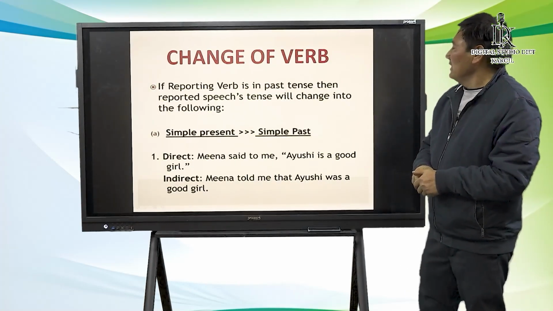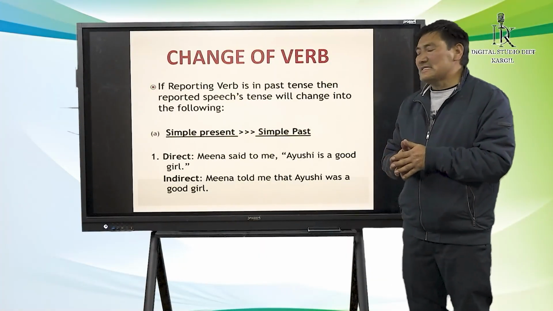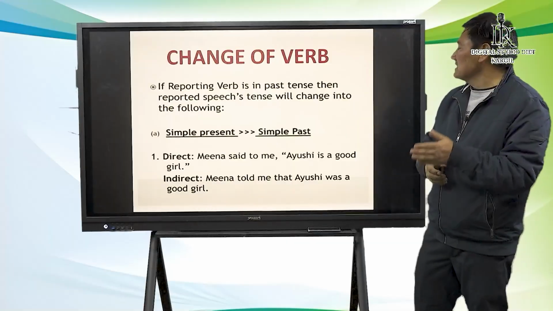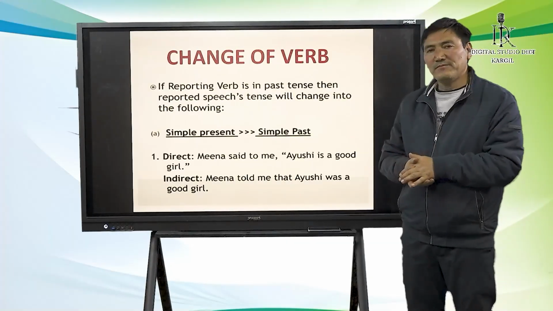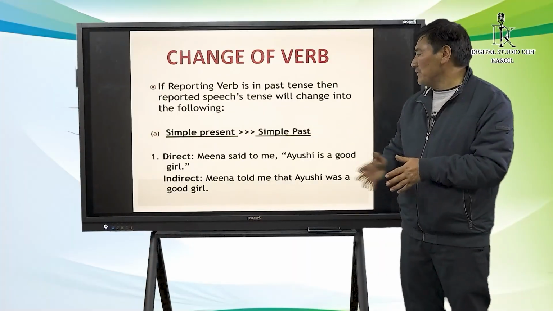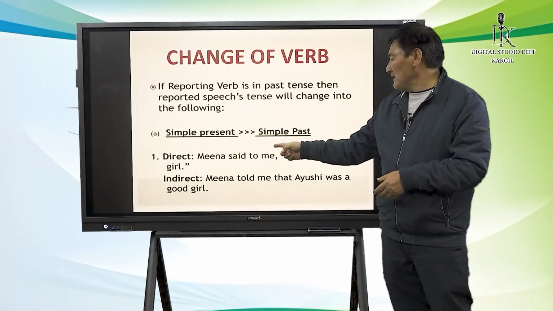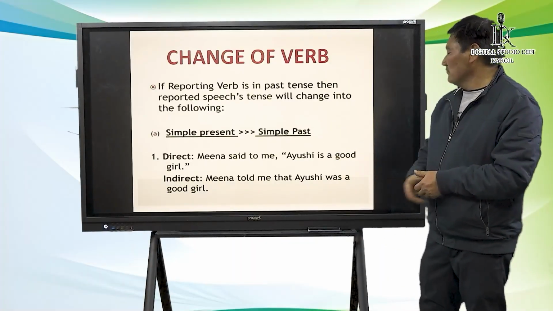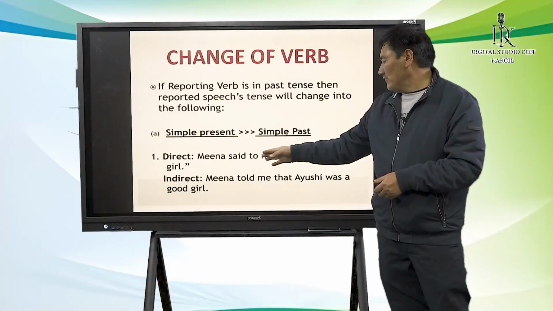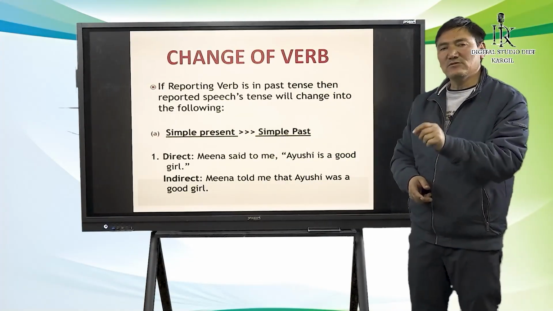Change of verb. Now, if the reporting verb is in past tense, then the reported speech tense will change in the following manner. Simple present or present indefinite will change into the simple past or past indefinite. For example, Meena said to me, Ayush is a good girl. In the indirect form: Meena told me that Ayush was a good girl. Is will change into was.